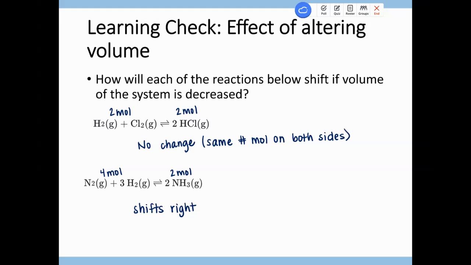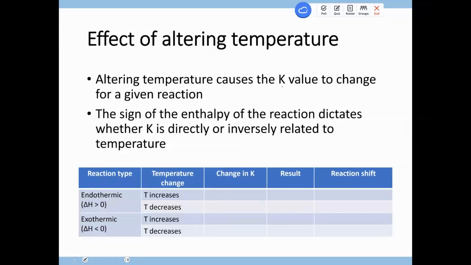All right, ready for our next condition? Okay, so we talked about changing concentrations, changing volume and pressure in the previous slide. Now we're going to talk about how changing temperature also causes the K value to change for a given reaction. But to know how K changes, we need to know if the reaction is exothermic or endothermic. So the sign of the enthalpy, delta H, tells us how K will be affected by a change in temperature.